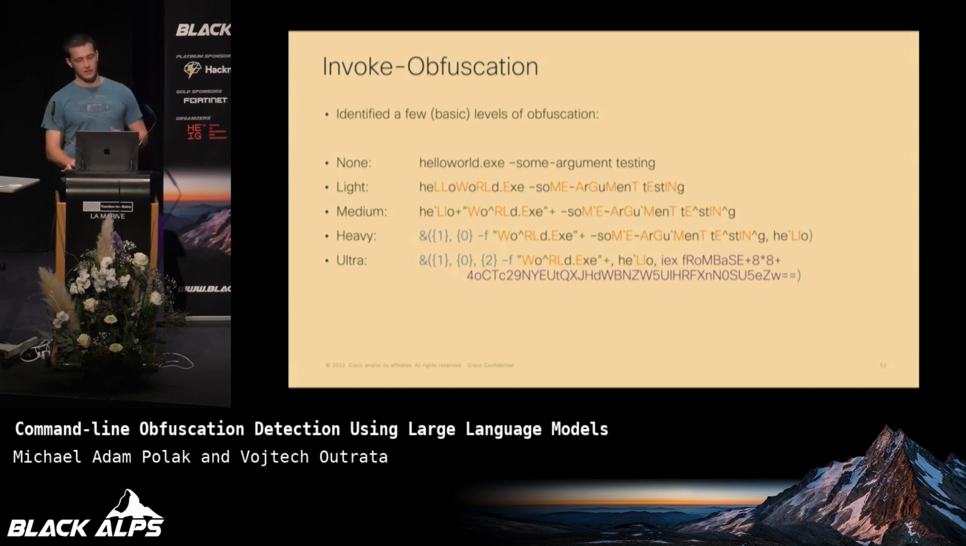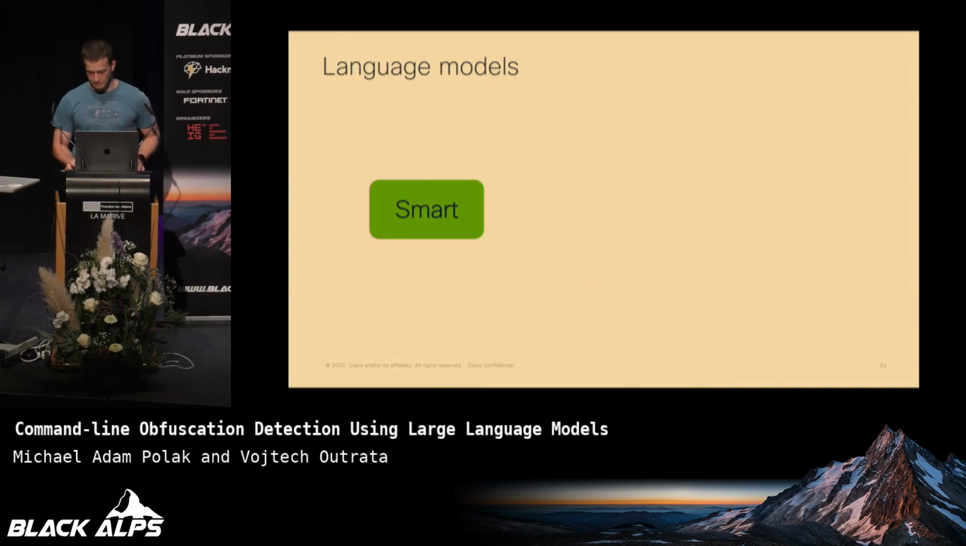So this is the data set that we trained and then fine-tuned the model on, and it was actually quite smart. The first requirement was satisfied. When you play around with it, you can see that it can detect new types of obfuscation, it can detect stuff that it hasn't seen before.